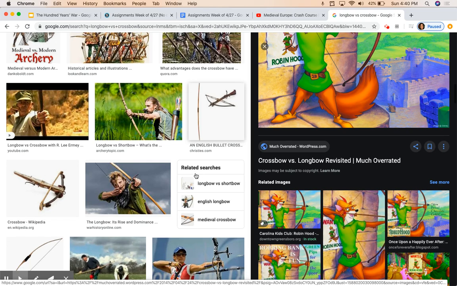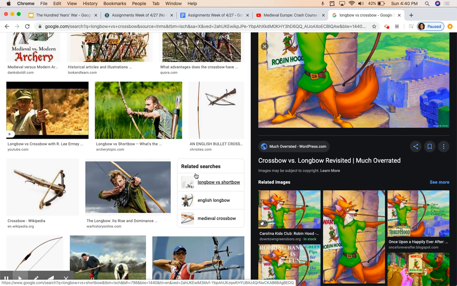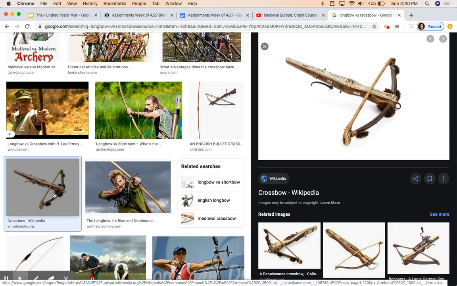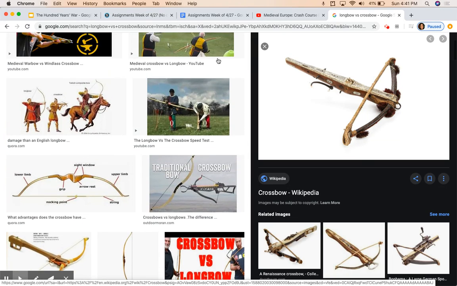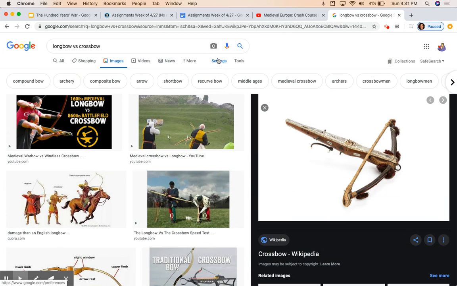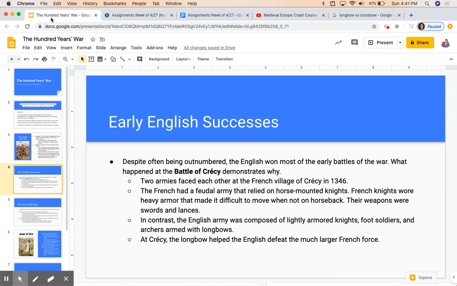Alright, well, this isn't quite as helpful as I wanted it to be. There we go, and that's an illustration for you guys of what a crossbow would look like, okay? So that's just the distinction of these two weapons that the English and the French were using.